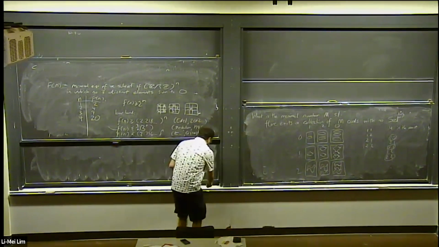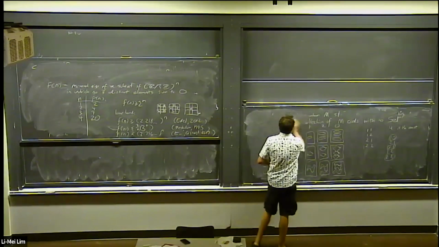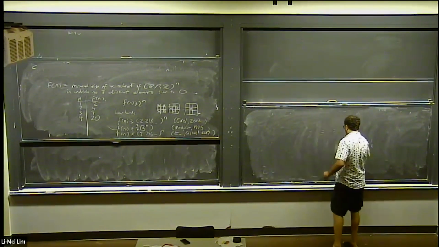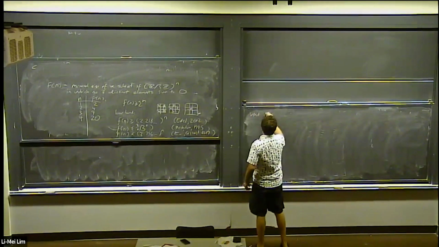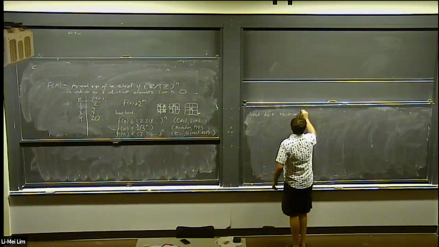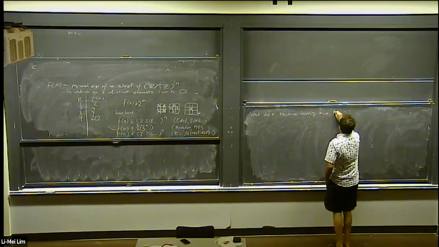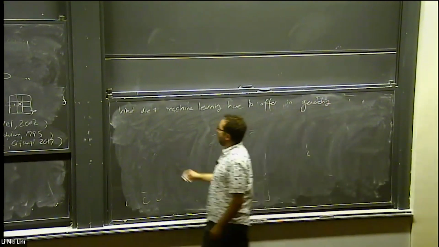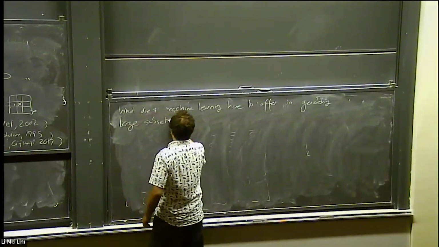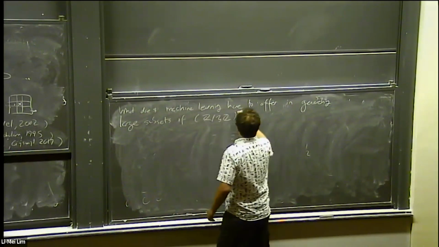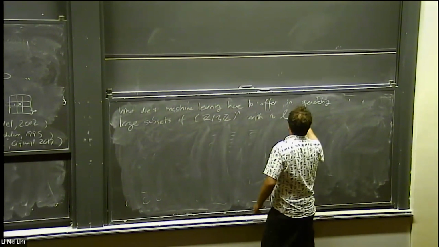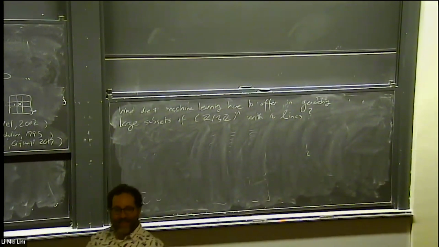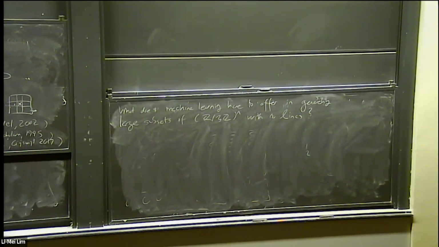So what does machine learning have to offer in generating large subsets of (Z mod 3Z)^n with no lines? And you can reflect on your own process that we just did, right? You were doing this in the case n equals 2, and you were trying to lay down cards in a way. Maybe you were looking to see if you could avoid a set by doing it.